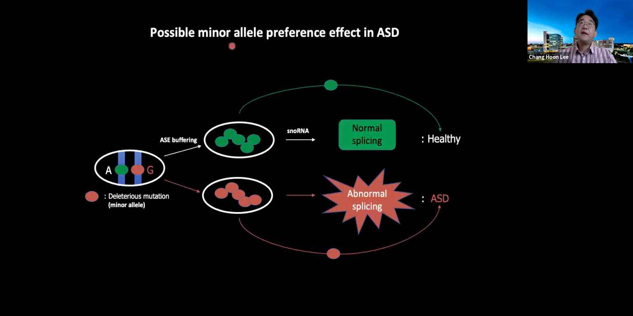The possible minor allele reference preference effect in ASD works this way. If some deleterious mutation happens, say G is a minor allele, ASD can buffer this deleterious mutation. If it's successful, the person is going to be healthy and have normal splicing. But if it fails to buffer it, they are going to have abnormal splicing. Also, due to the mutation effect, it can contribute to ASD as a feature.